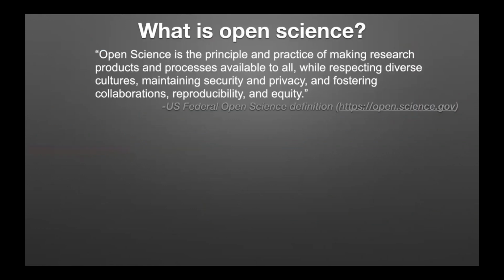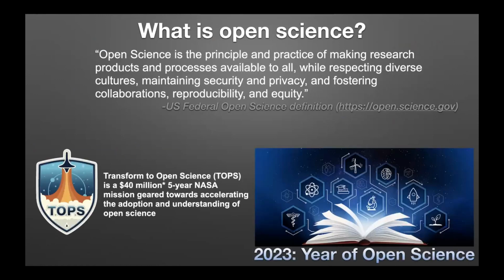I'll start with a definition of open science. Open science is the principle and practice of making research products and processes available to all while respecting diverse cultures, maintaining security and privacy, and fostering collaborations, reproducibility, and equity. I will stress that this is a definition of open science, of which there are many. This is the definition used by the White House. It's also the definition that's used by TOPS at NASA.